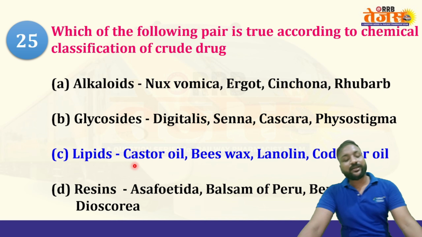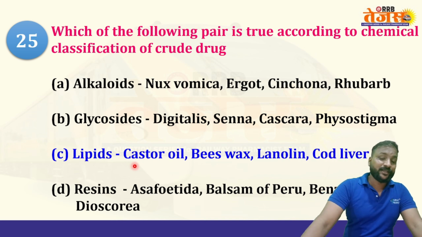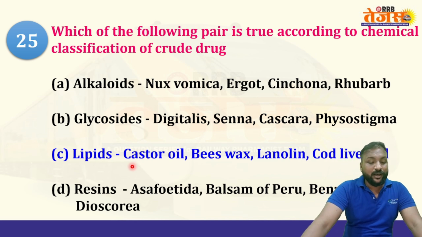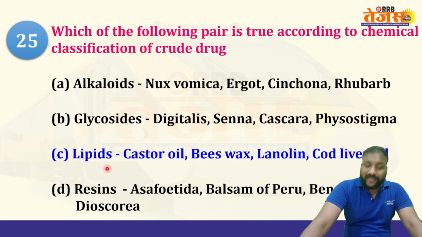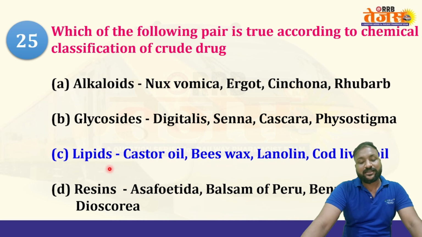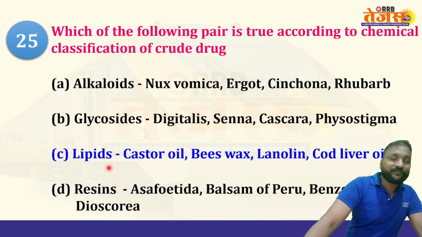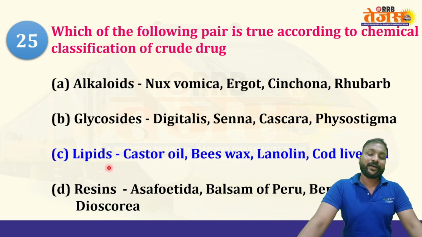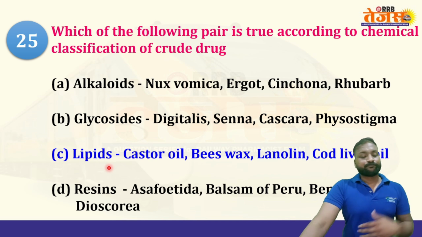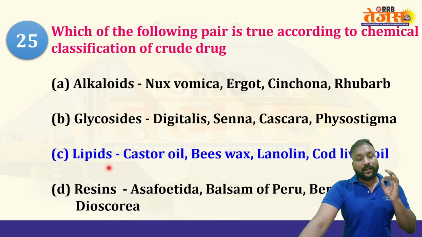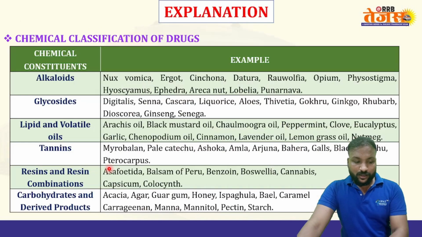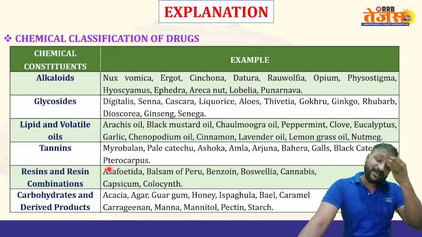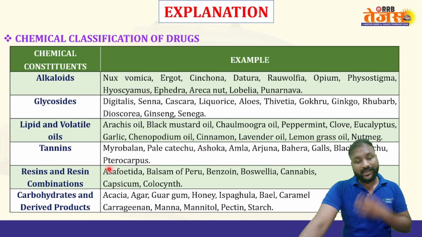So here, option C is the right answer, because the lipids are classified as castor oil, beeswax, lanolin, and cod liver oil. These are all lipids. So that's the right answer for this one. These are some of the examples that we already came across.